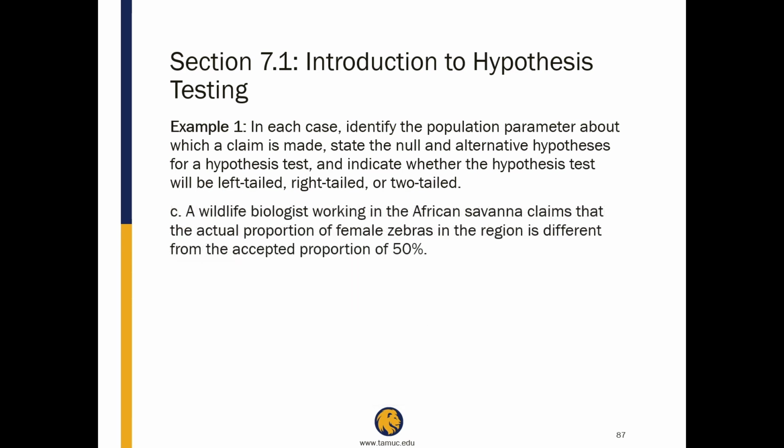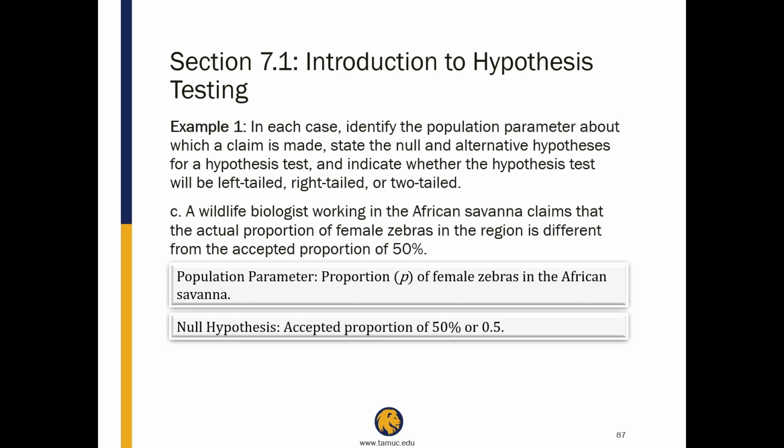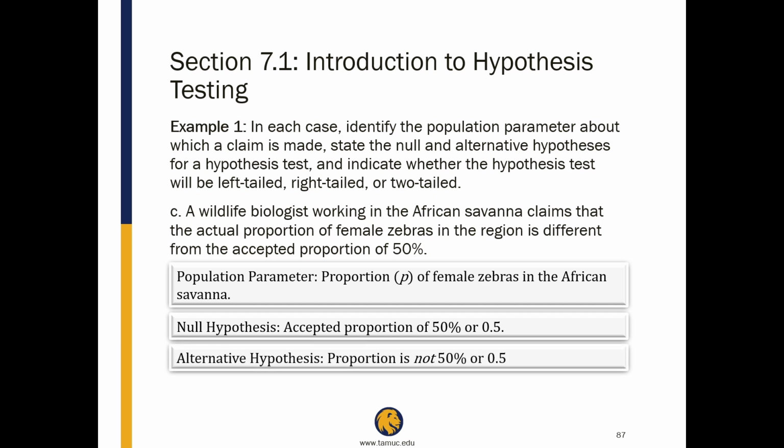Lastly, this one says a wildlife biologist working in the African savanna claims that the actual proportion of female zebras in the region is different from the accepted proportion of 50%. So notice they use the word proportion. So for the population parameter, we're looking at the proportion p of female zebras in the African savanna. The null hypothesis is the accepted proportion of 50-50, or 0.5. But they're claiming that it's not 50%. They don't say greater than, they don't say less than, just that it's not 50.